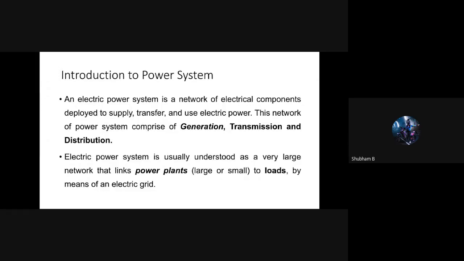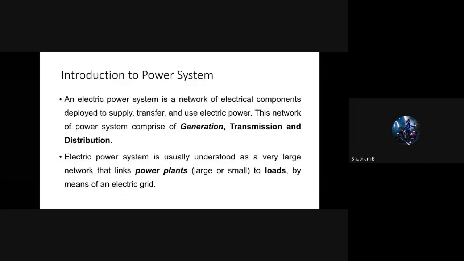So an electrical power system is a network of electrical components deployed to supply, transfer, and use electric power. This network of the power system comprises the generation, transmission, and distribution. Do not confuse transmission with transformer.